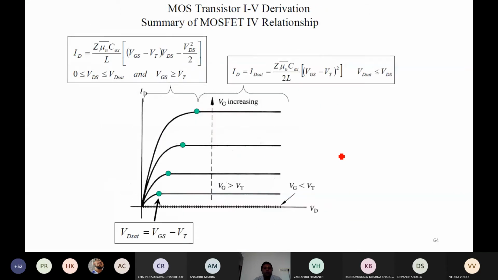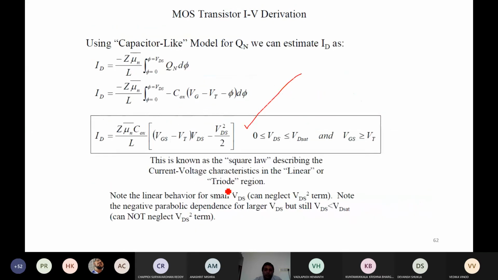Okay, I'm moving forward. So here both are summarized. We can see the ID versus VDS characteristics is shown, and VD sat is given by VGS minus VT. For this characteristic it is here, for the second one here, third one here, and fourth one here, and as you go up, VGS is increasing. So in the linear region, the current was controlled not only by VGS, it is also controlled by VDS.